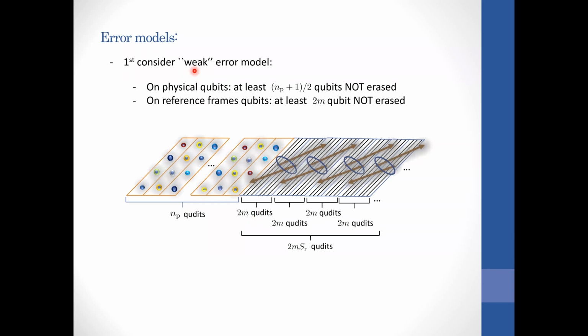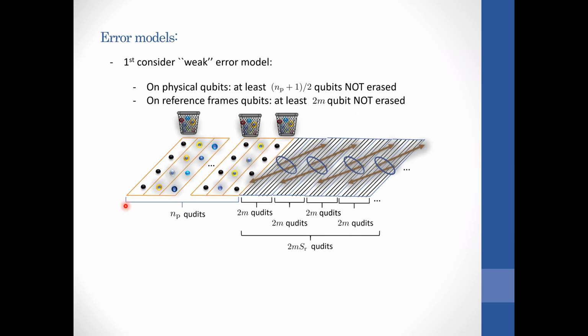Now, within this framework of erasure errors, we'll consider two sub models, if you wish. The first one we'll call the weak error model, and the one we'll discuss a bit later, we'll call the strong error model. But for now, let's start off with the weak error model. So the weak error model has the following properties. First, on the physical qubits, at least just over half of the qubits are not erased, okay? And on the reference frame qubits, at least one reference frame set of qubits are not erased. So remember, each reference frame consists of 2m qubits, right?